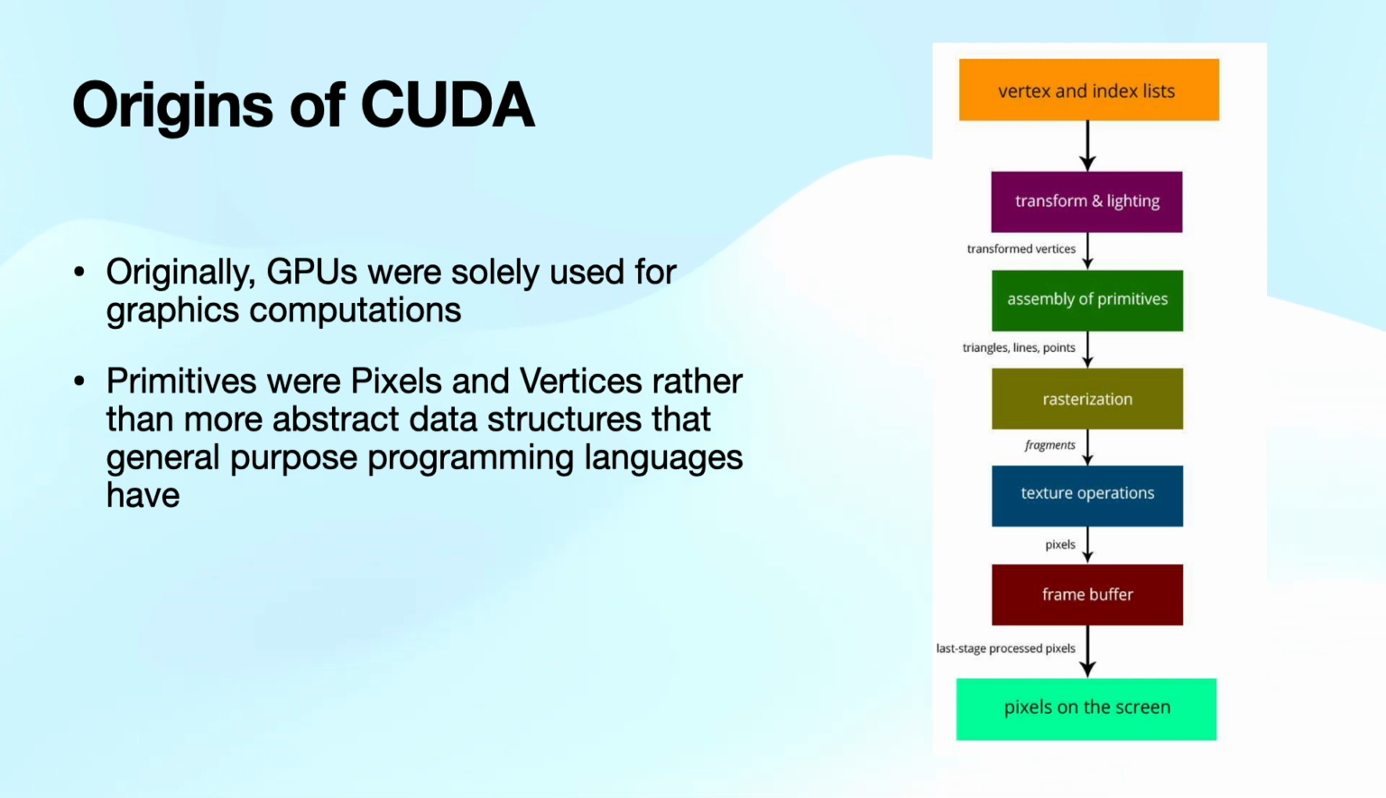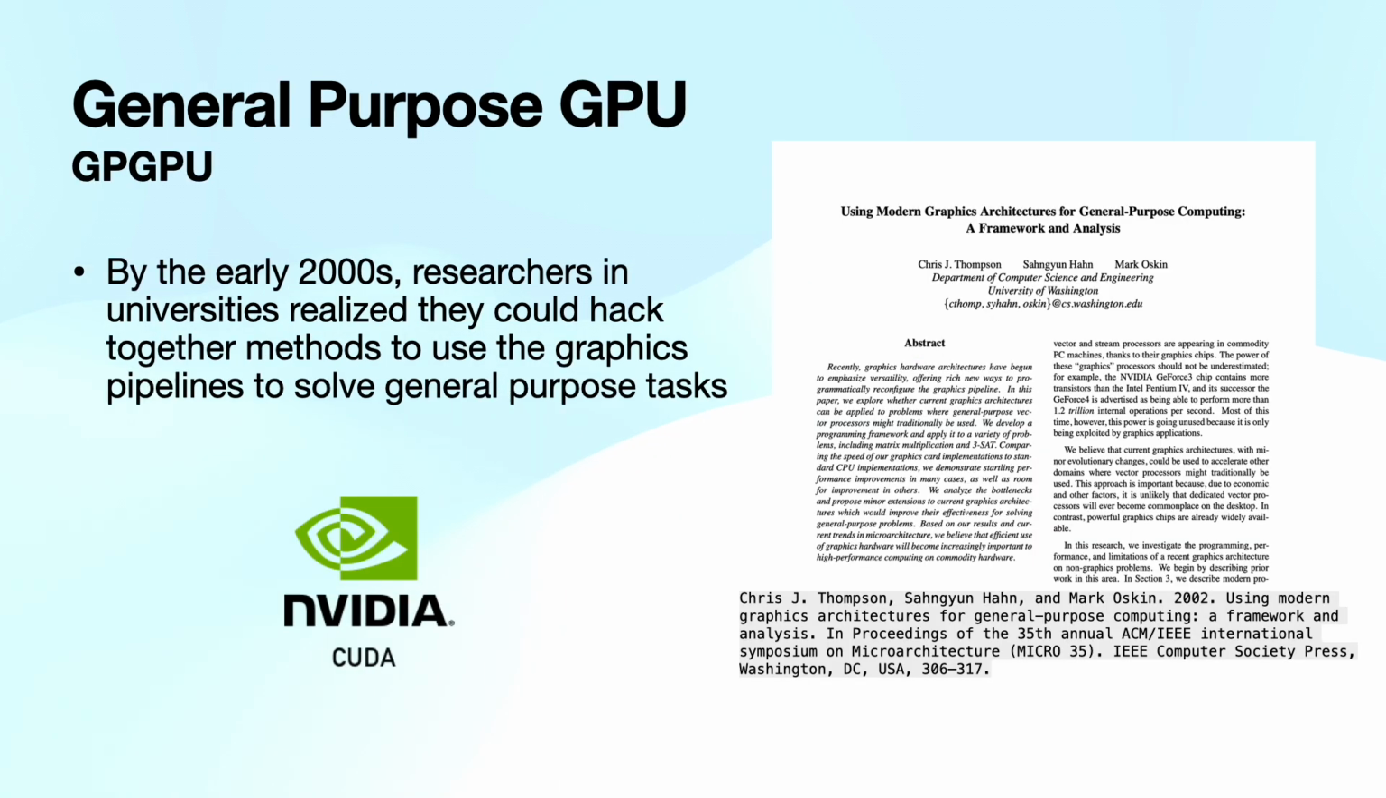It took many years for people to have a demand for general purpose computation on GPUs. But in the early 2000s, researchers at universities started realizing that these GPUs would be really good at general purpose parallel computation, if only there was a way to actually program them in that fashion. In this research paper on the right from 2002, we can see that Thompson et al. demonstrated one such way to jerry-rig a method for general purpose computation on top of the graphics pipeline, but this was just one of many very hacky solutions.